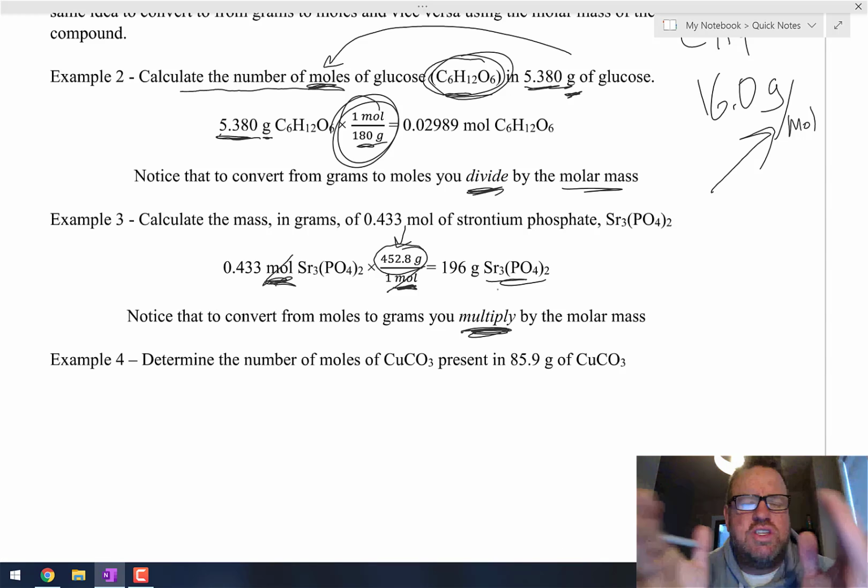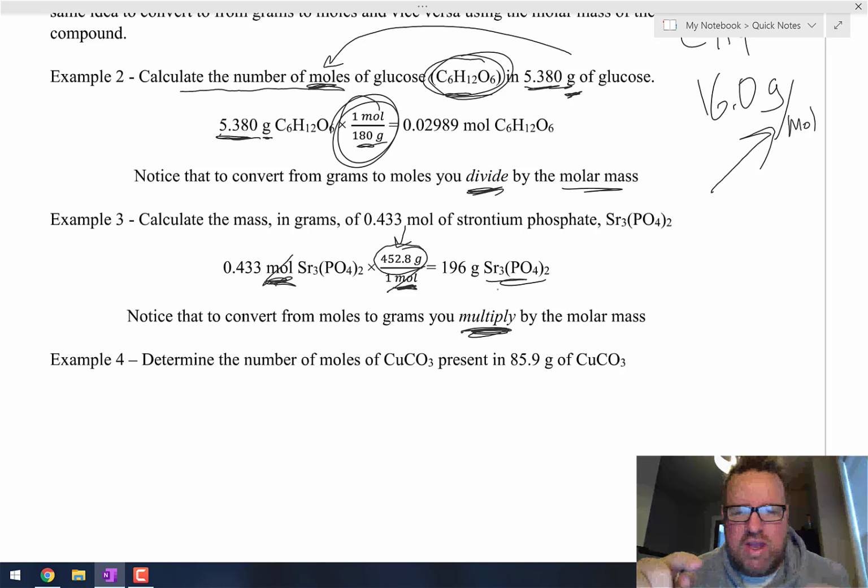Oh, so you're either just dividing or multiplying? Yes, that's exactly right. But you've got to do it right. If you're supposed to multiply and you divide, of course you're going to have it wrong.